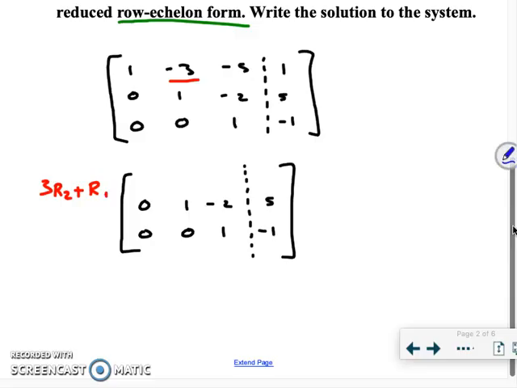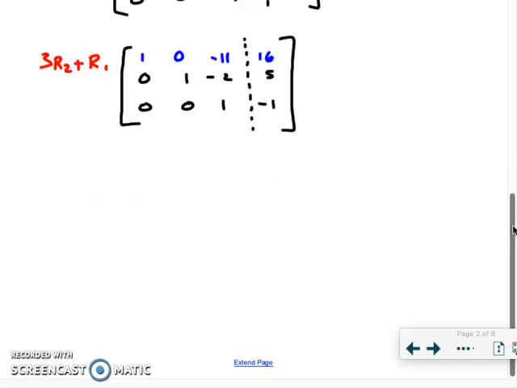So looking at my row 2, multiplying it through by 3 and then adding it to the previous row 1. 3 times 0 is 0, plus 1 is still 1. 3 times 1 is 3, plus -3 is now 0. 3 times -2 is -6, plus -5 is now -11. And let's see, where do we go from here? I guess 3 times 5 is 15, plus 1 is 16. All right, so our first column is complete. Our second column is now complete.